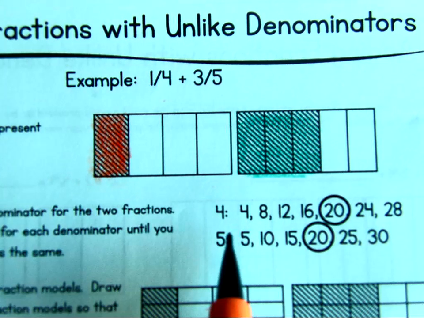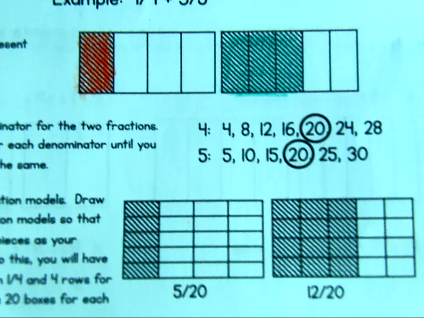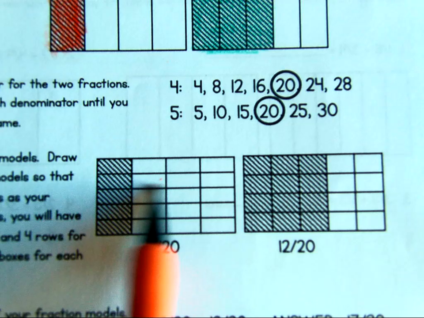Then I'm going to look and see the lowest number they have in common, which would be the 20s. And that's how many pieces I'm going to cut my problem into. So I have 4 going across, so now I made 5 rows because 4 by 5 will give us 20.